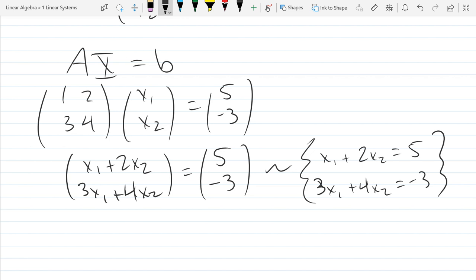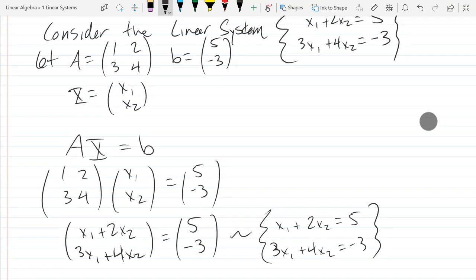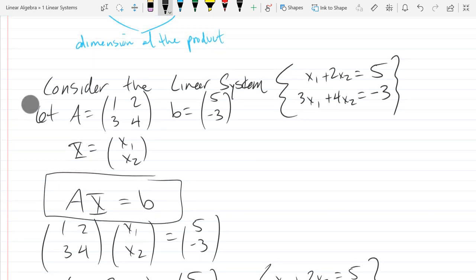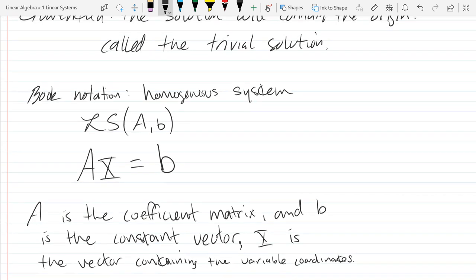Those two equations should look really familiar. That's the system we started with. So we can represent that linear system in matrix form with AX equals B. We can represent that exact system in this matrix form, AX equals B. So now we can get back to the notation the book is using. I'm going to scroll up for a second. I'll go right back there.